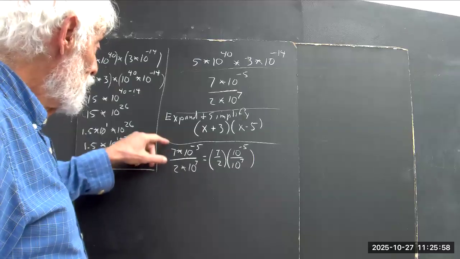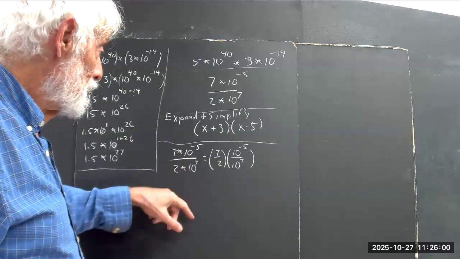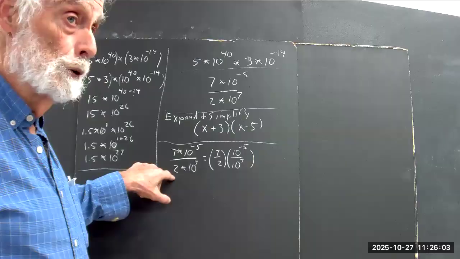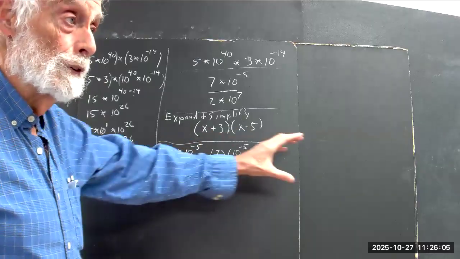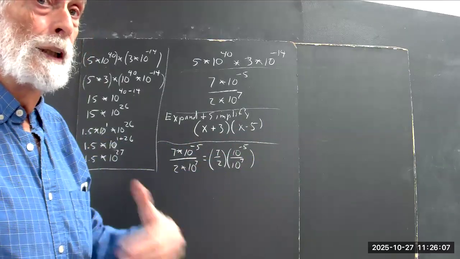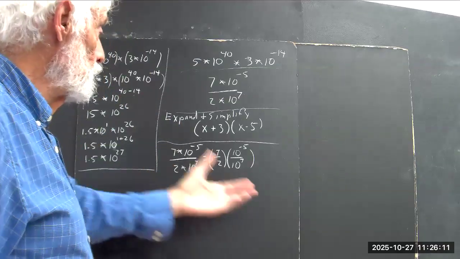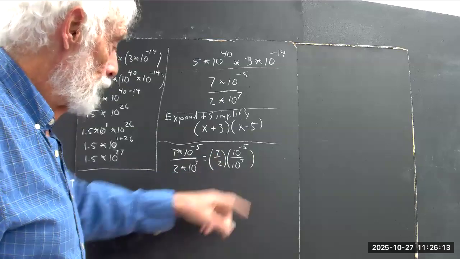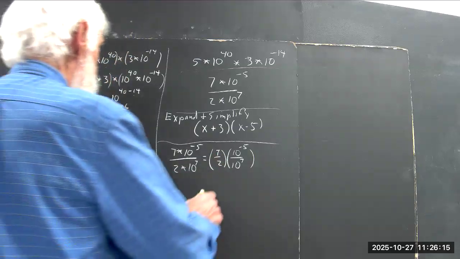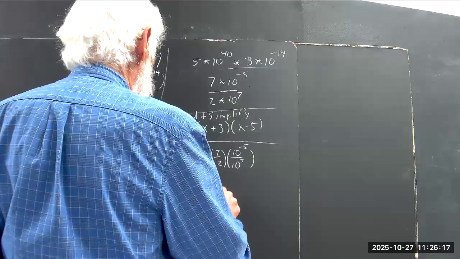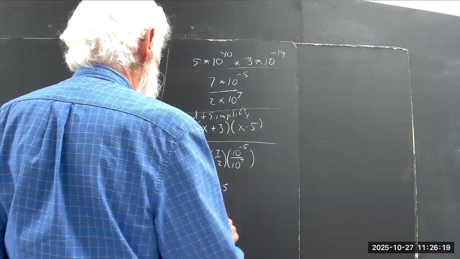I could also write it as 7 over 10 to the 7th times 10 to the negative 5th over 2. I would still have the same numbers in my numerator and in my denominator. But there's no point in doing what I just said. This is the thing that there's a point in doing here. So 7 halves is 3.5.